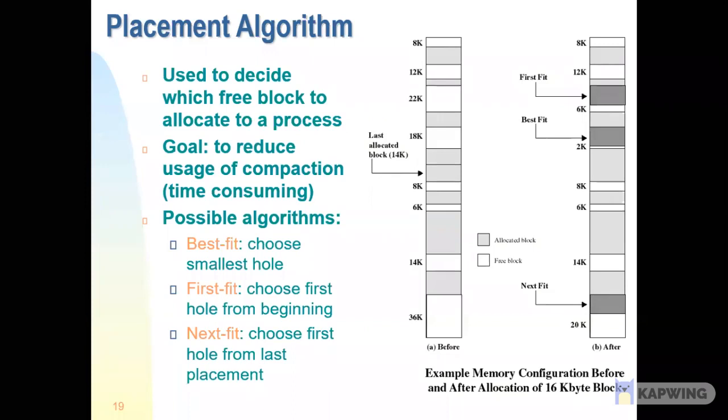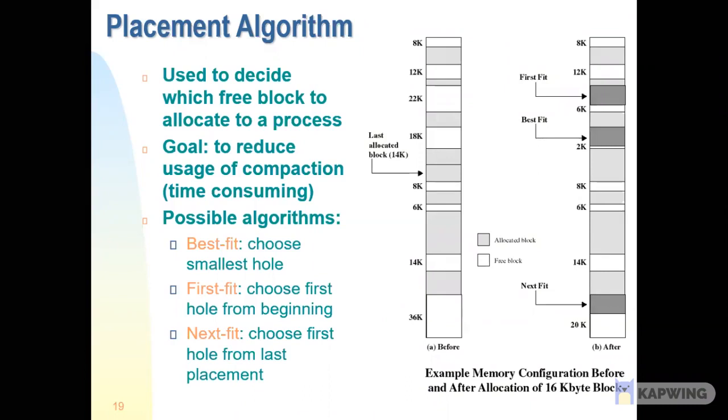Now what happens in the first one, best fit? Choose the smallest hole. Best means there will be minimum compaction or minimum internal fragmentation. So we have to find the best hole for that process, the memory that will leave the minimum hole with that process. That is called best fit. Then first fit is to choose the first hole from the beginning.